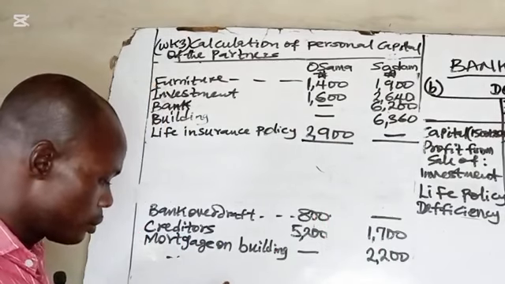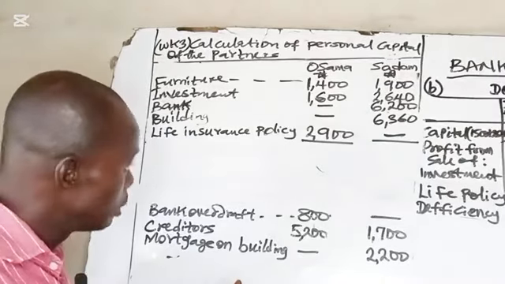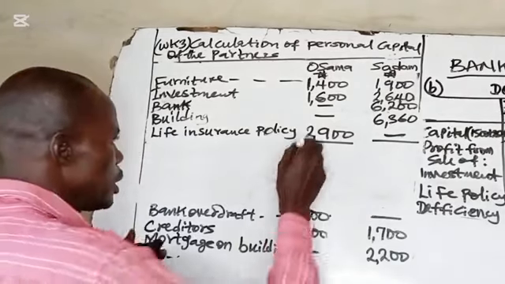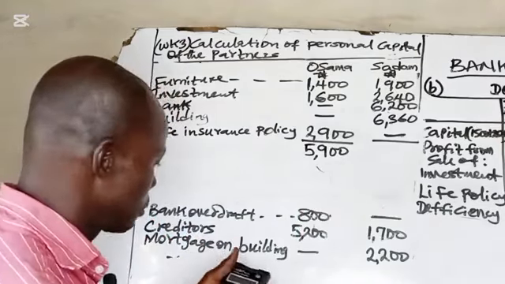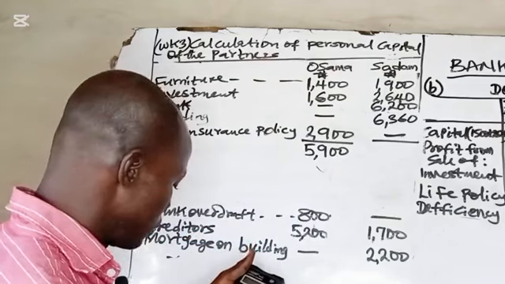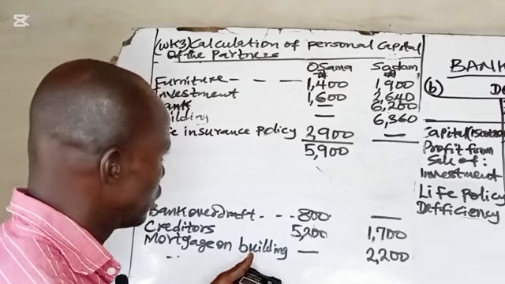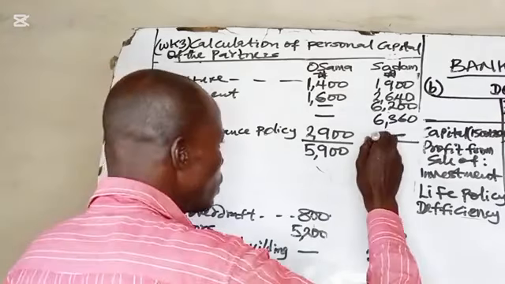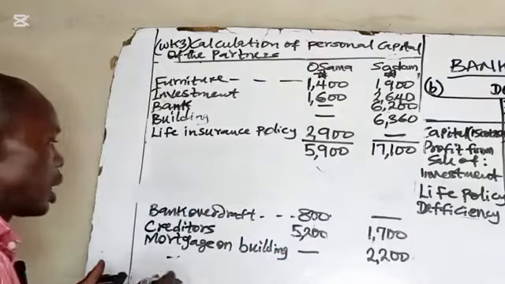So let's sum up the assets. 1,400 plus 1,600 plus 2,900. That is total 5,900. Then for Saddam, 1,900 plus 2,640 plus 6,200 plus 6,360. That is total 17,100.